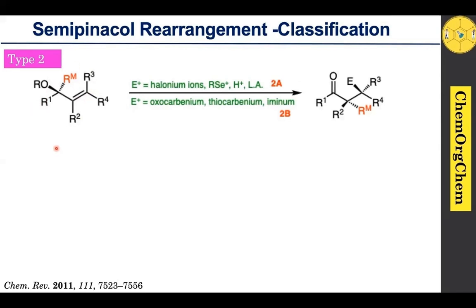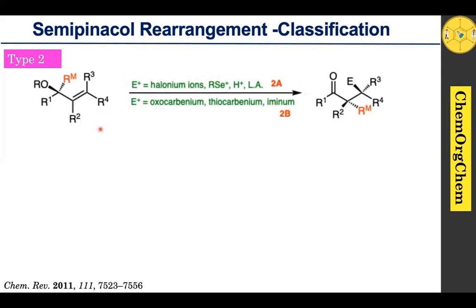In this case, the electrophilic carbon center is a carbocation which can be generated by addition of electrophiles into the carbon-carbon double bond in particular, which results in the generation of a carbocation that drives the 1,2 migration process. Therefore, the rearrangement process initiated by halonium ion or selenium cation, as well as Bronsted acid or Lewis acid, can be classified as type 2A rearrangement.